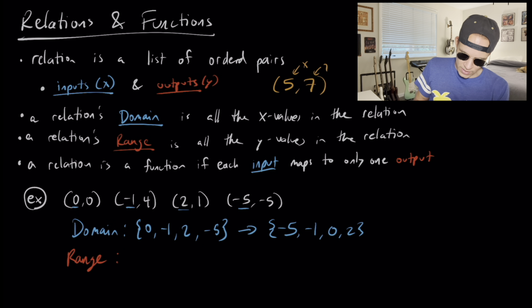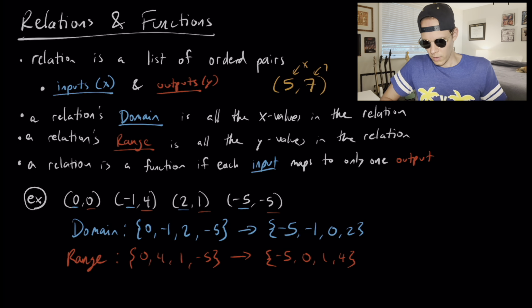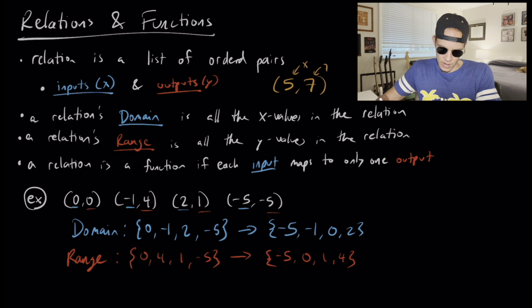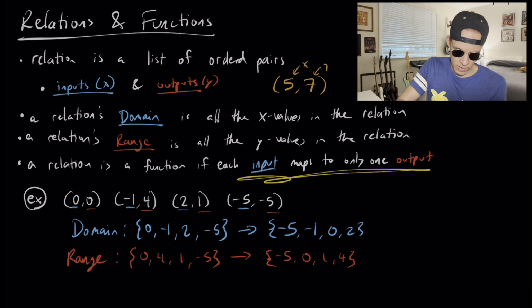All right, so for our range, that's just our y values, which are going to be 0, 4, 1, and -5. Just like the domain, we'll list those out in order from smallest to largest. So it's going to be -5, 0, 1, and 4. All right, so we've got our domain and range. And now we want to ask ourselves, is this relation a function? And we said a relation is a function if each input maps to only one output.